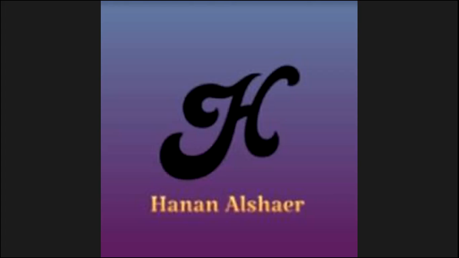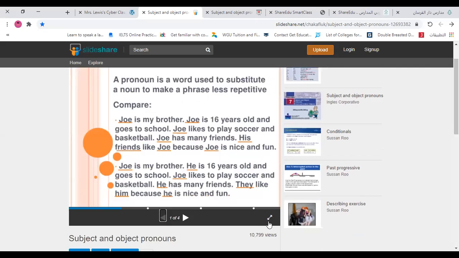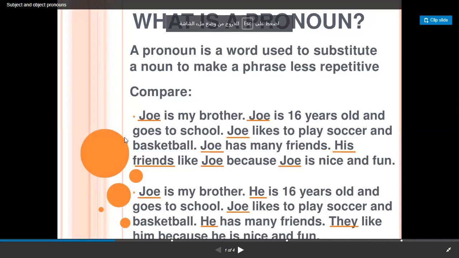So in this lesson, before we start, I will give you a little example of something and you tell me what's wrong with that thing. For example, I have a story to tell you. This story is about someone, his name is Joe. So I will say, Joe is my brother. Joe is 16 years old and goes to school. Joe likes to play soccer and basketball. Joe has many friends. His friends like Joe because Joe is nice and fun.